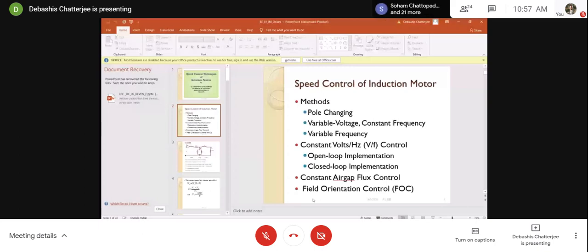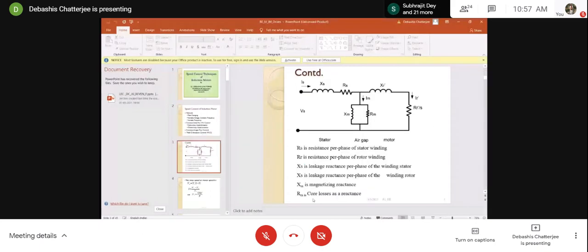Just 1 minute. Am I in the slide or the other one? Right. So, right. So then for the analysis of the drive system, we go for the equivalent circuit model, right? The screen is visible, na? Equivalent circuit. Yes, sir.